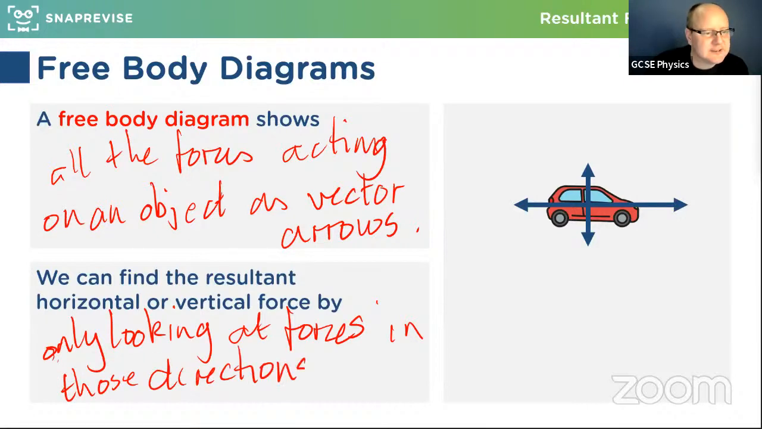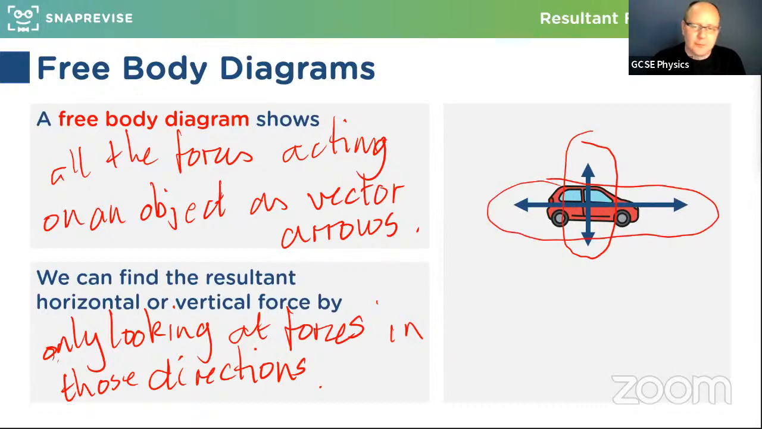So to find the resultant vertical force, you just look at all the forces that are acting up and down, in this case, in this diagram, those ones. And to find the resultant horizontal forces, you just look at the forces that are acting left and right. Now, if we look at this diagram, let's label some of these forces up. So we've got a car, and we're assuming it's going to be on a road or something, some surface.